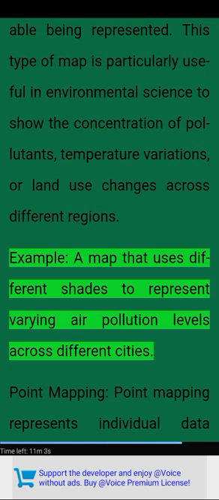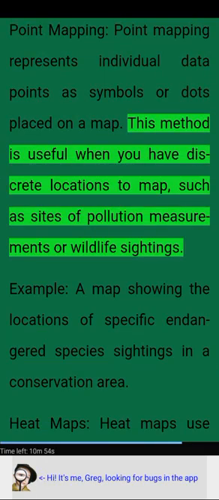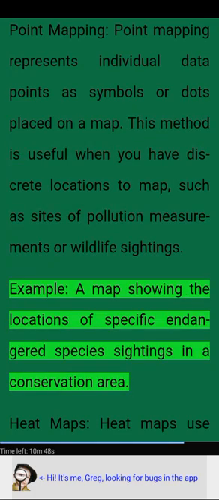Example, a map that uses different shades to represent varying air pollution levels across different cities. Point mapping. Point mapping represents individual data points as symbols or dots placed on a map. This method is useful when you have discrete locations to map, such as sites of pollution measurements or wildlife sightings. Example, a map showing the locations of specific endangered species sightings in a conservation area.